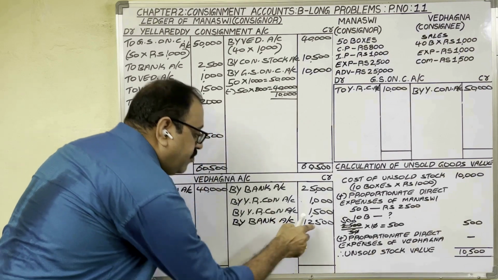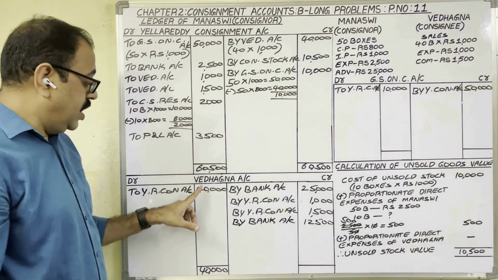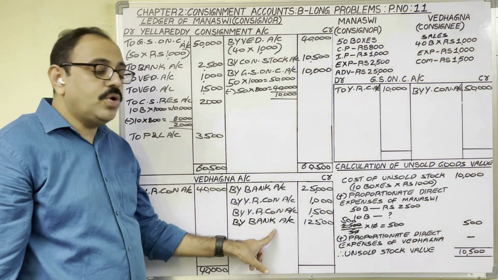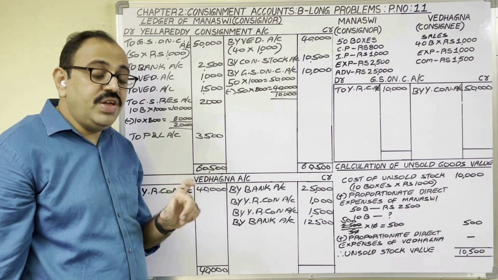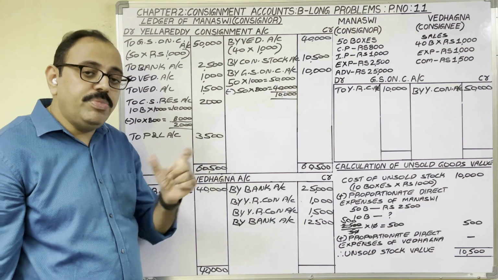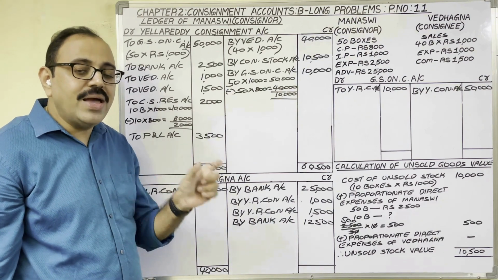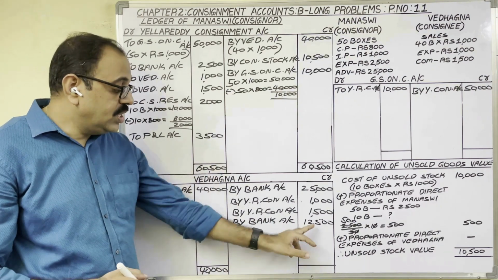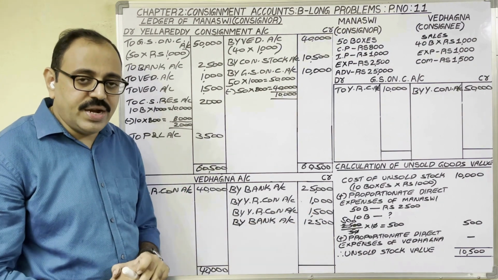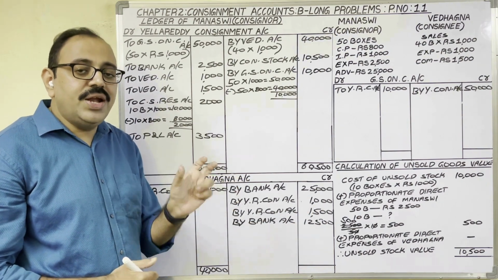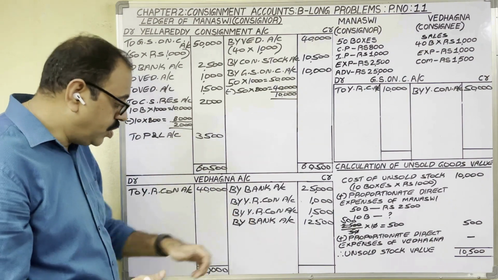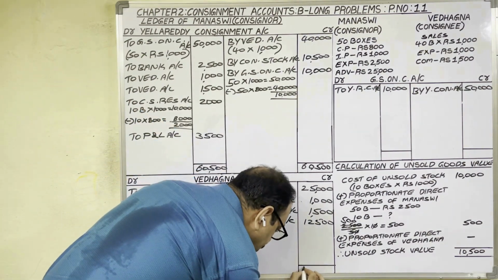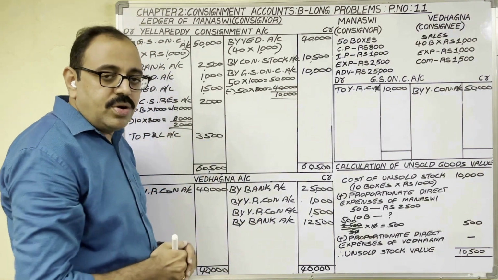What is the journal entry for this? In Vedagna's account, credit side we wrote bank account. If you want to post like that, in journal entry, Vedagna should be credited, bank should be debited. So entry is bank account debtor to Vedagna account, 12,500, 12,500. Narration being the entry for the due amount received from consignee. Put the total, 40,000 rupees. Come to goods sent on consignment account.